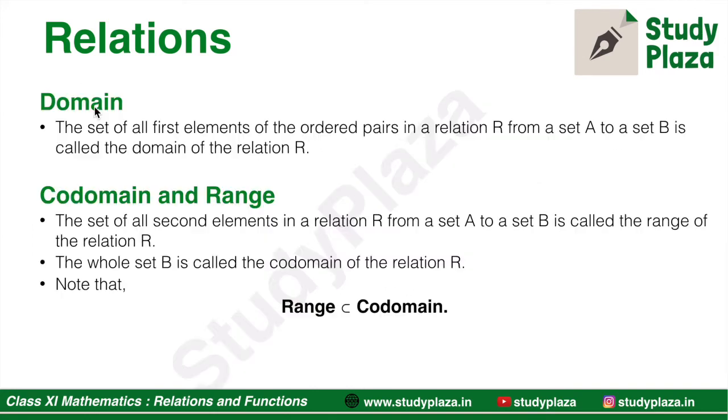Let us now discuss some of the terms related with the relations, and the first term is domain. Domain means the set of first elements of the ordered pairs which are in a relationship from A to B, that is the domain of relation R. Similarly, the set of all second elements of ordered pairs in a relation from A to B forms the range of the relation R, and all the elements of set B form the codomain of relation R. Hence, range is always a subset of codomain, or range may be equal to codomain. That means we have the three terms of domain, codomain and range.